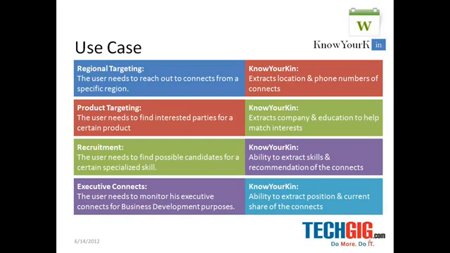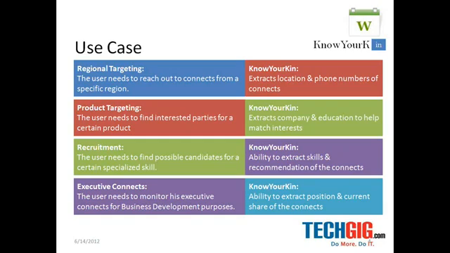So basically we have regional targeting. If the user needs to reach out to connects from a specific region, you can extract from Know Your Kin the location and the phone number of different connects. So product targeting is also one of the use cases of Know Your Kin. The user needs to find out the interested party for a certain product. For example, you can target this company using Know Your Kin, and also the education to help to match interests.